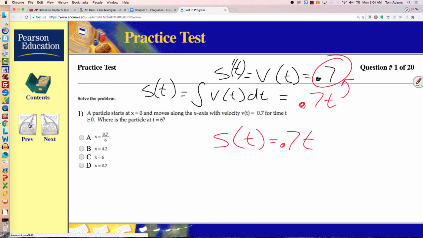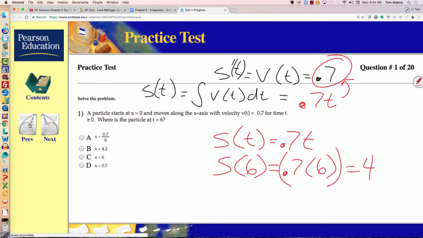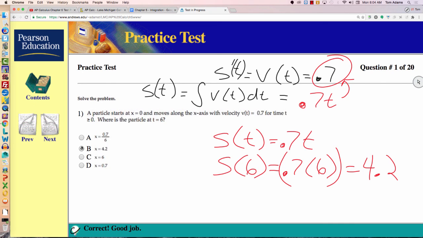And the question says the particle starts at x equals 0, moves along the x-axis with a velocity as a function of time of 0.7 for the time greater than 0. Where is the particle at t equals 6? So I just got to evaluate this. That's it. Does that make sense?